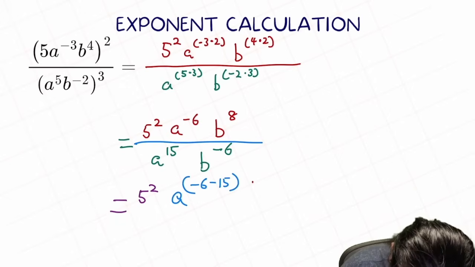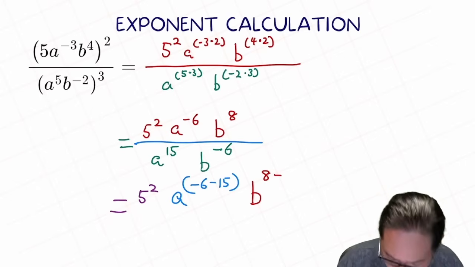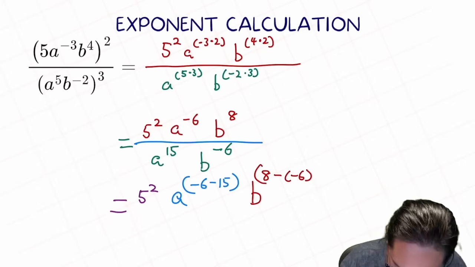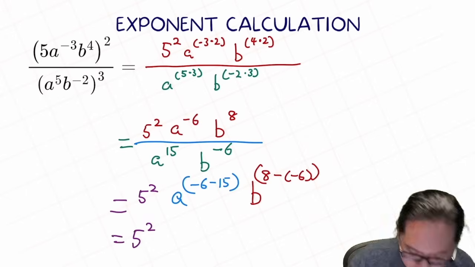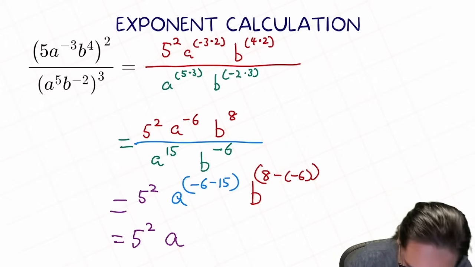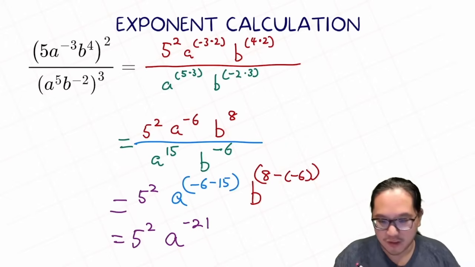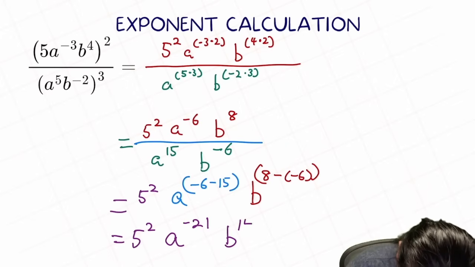So now on the B section, B with a power 8, right? Because we divide, it's just minus 6, negative 6, right? This will be what it formed. One more step. We're almost there, right? 5 to the power 2. We got A. Minus 6 minus 15 is equal to what? Minus 21. Now B, 8 minus 6 equal to what? 8 plus 6, right? So 8 plus 6 equal to 14.